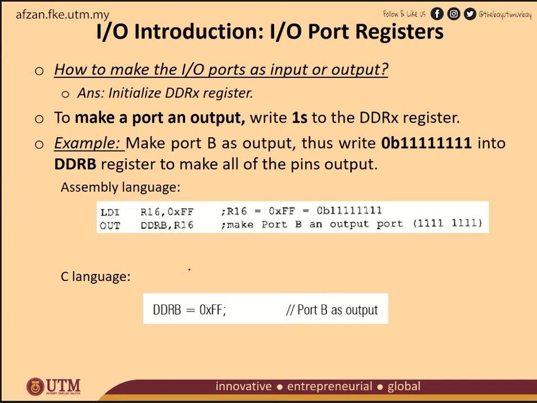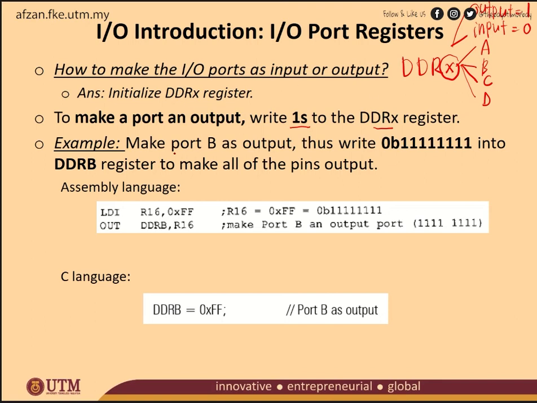Every time you make your I/O port an input or output port, make sure that you initialize your DDRX. This X here you can replace with A, B, C, and D, depending on which port you are going to use. To make a port an output, you need to write ones to your DDRX register, as I mentioned earlier. So for output, you need to set 1. If you are going to make it an input, you need to put 0 to your DDR.